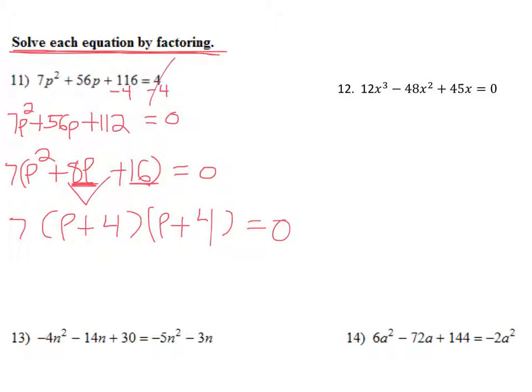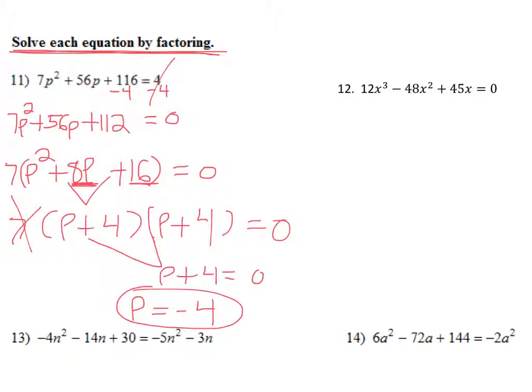And then when I solve this, this really doesn't mean anything, because that 7 can never equal 0. I would only take each of these, the p plus 4s, and set them equal to 0. You get the same answer for each. This actually is called a double root, and we wind up just getting one answer for this, because it's a double root. We get p to equal negative 4.